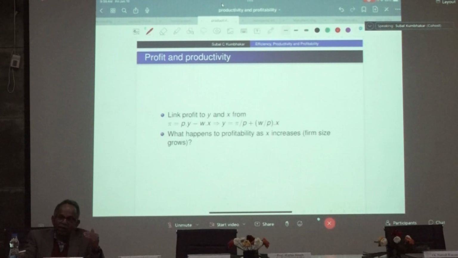So it's not always the case that if you are very productive, your profit is also going to be very high. Now in order to show that, what I'm going to be doing next is link profit with productivity.